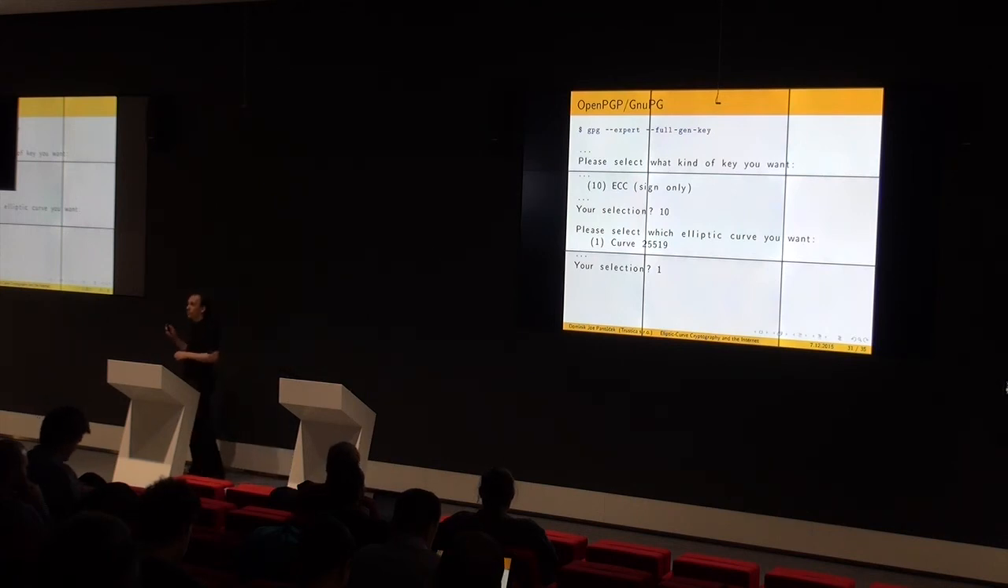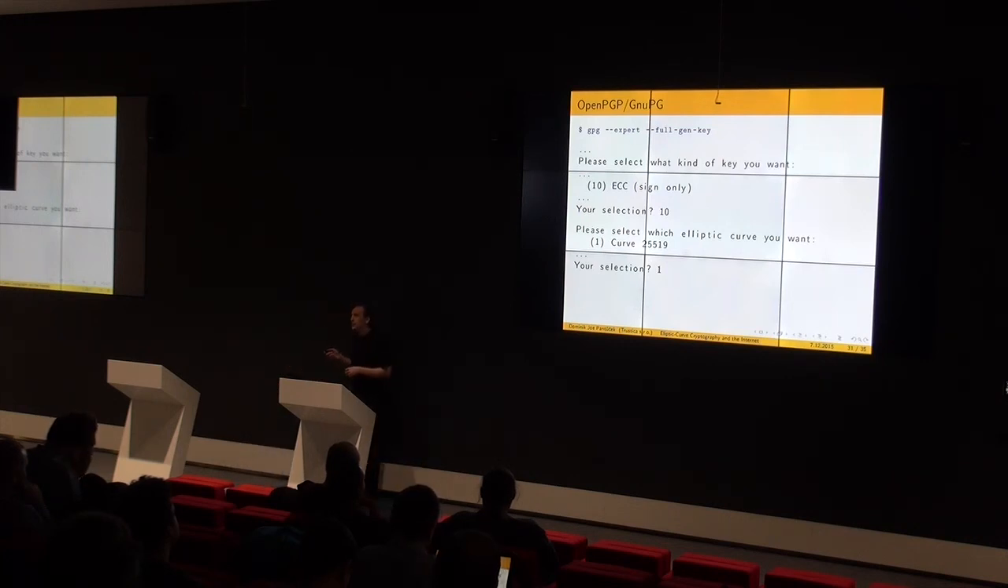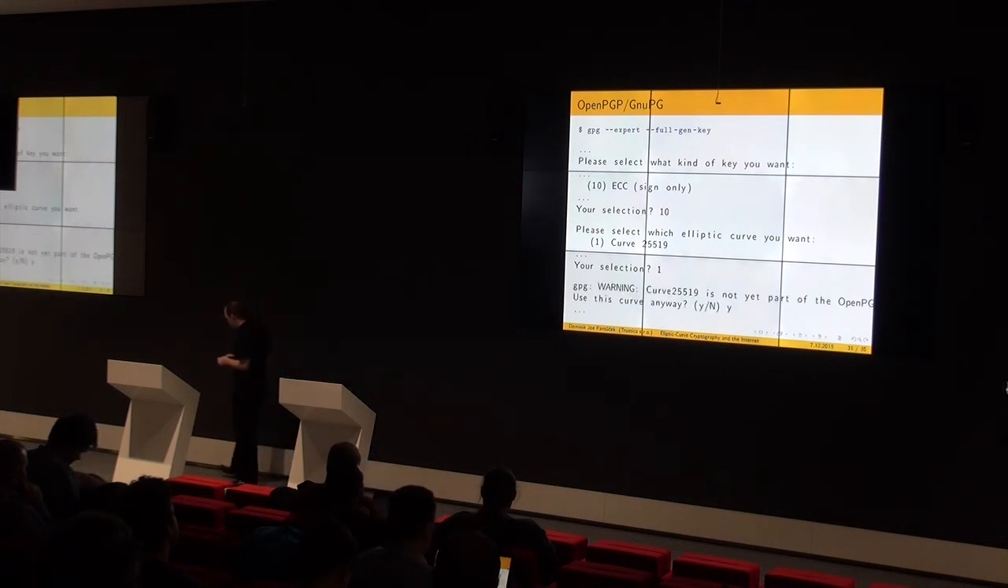25519. As you already know, it's actually not curve 25519. It's the twisted Edwards curve variant. It's the other one, the birationally equivalent to this one. And so you select it and GNU PG will warn you that it's not part of the standard yet, but you say, hey, use it anyway, and it will generate the key immediately.